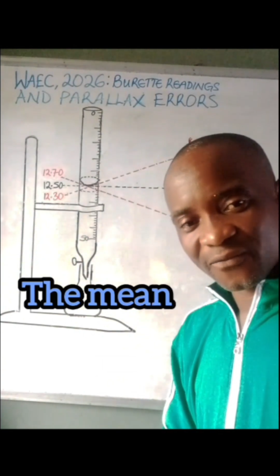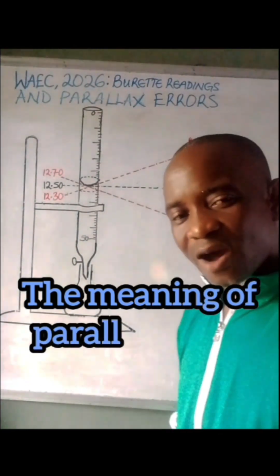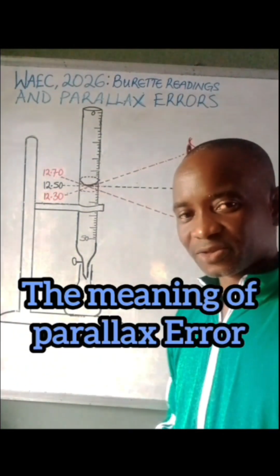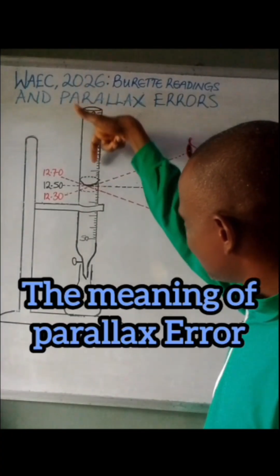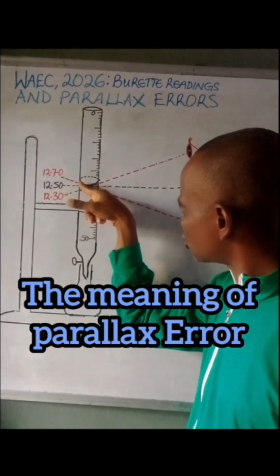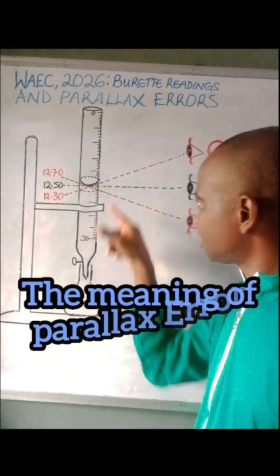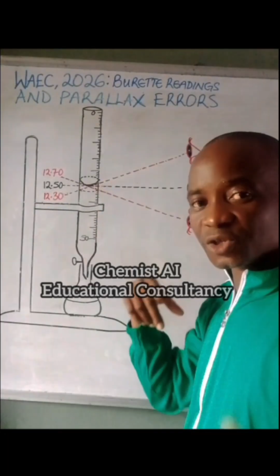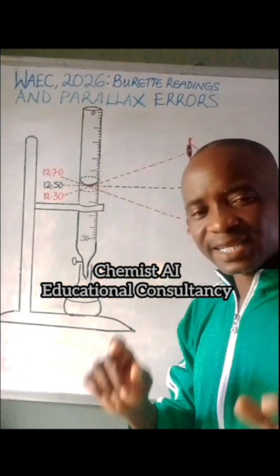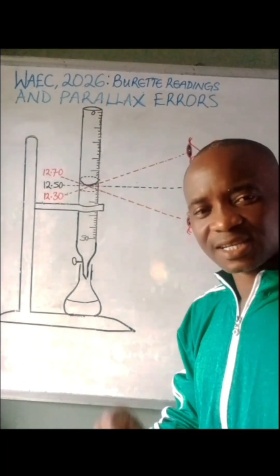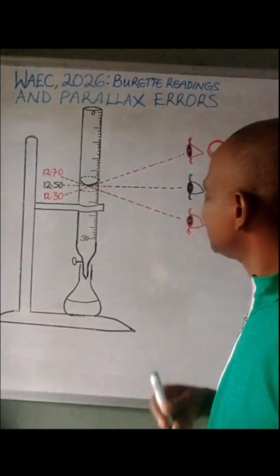Now, the meaning of parallax error. Before I explain the meaning, I want to talk about something. If you pour a clear liquid inside a test tube, there is a surface. For some liquids, this surface is concave. For some, it is convex. This surface in titration terms is known as meniscus.